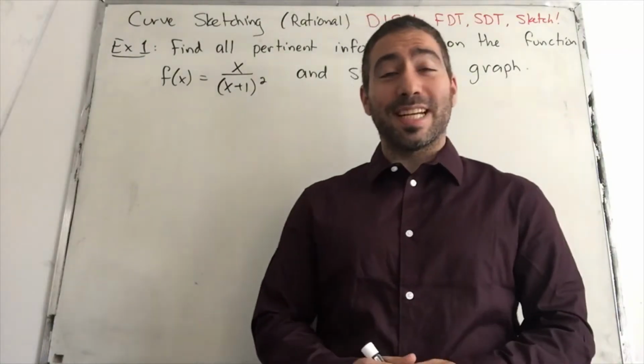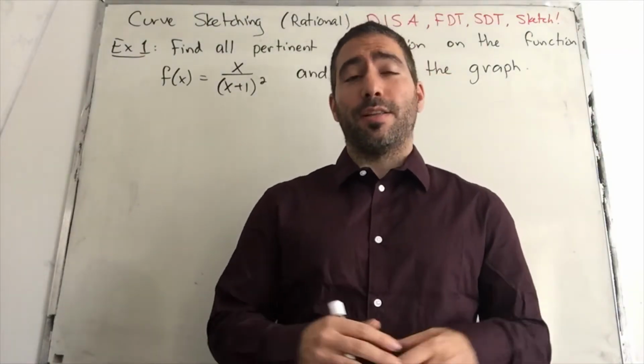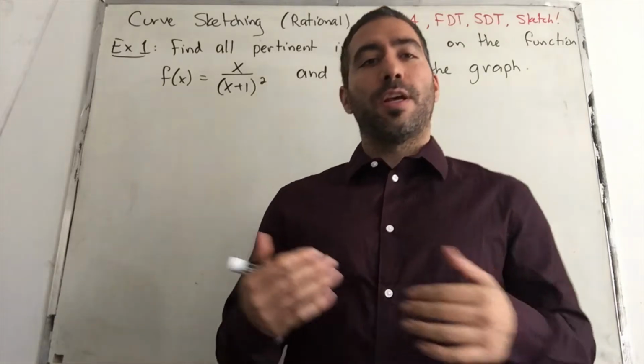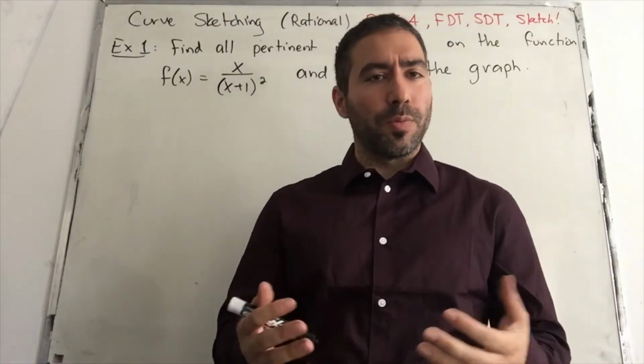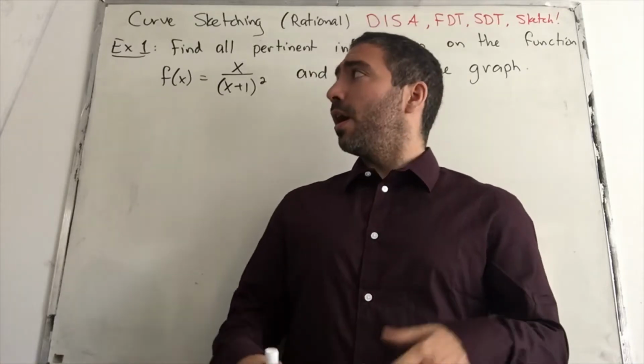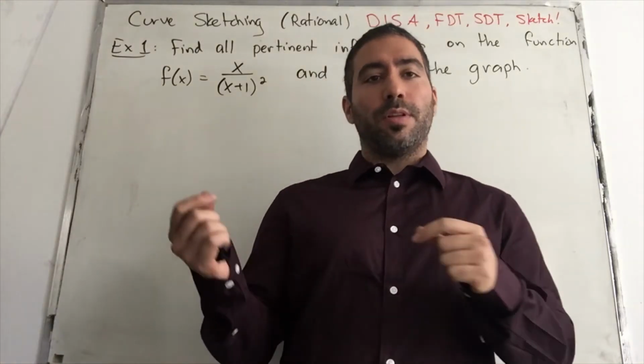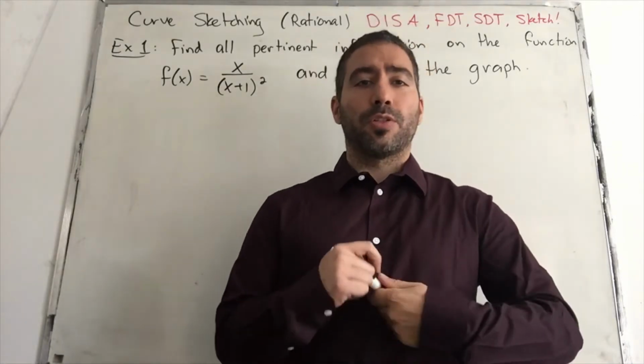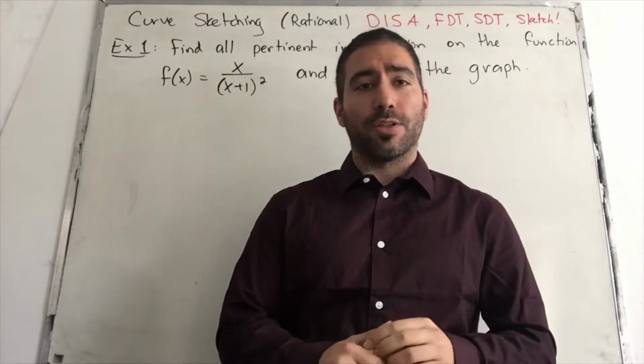Hello everyone, welcome to my second video on curve sketching. We saw in the previous video the strategy on how to solve curve sketching problems, and we did an example on a polynomial function, a well-behaved function. In this video we're going to do the exact same thing, but we're going to look at a rational function and see the difference.